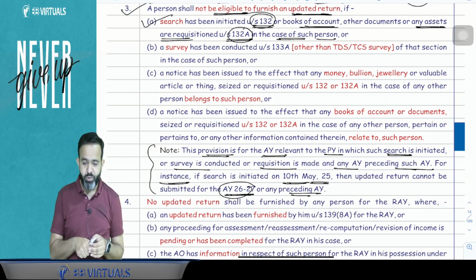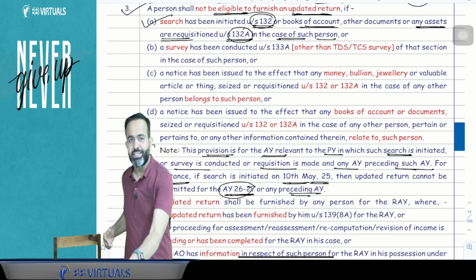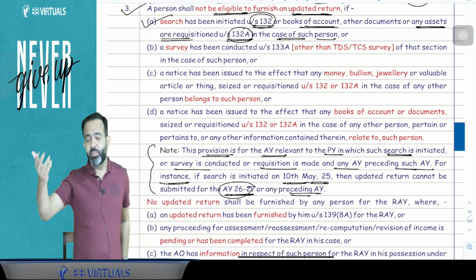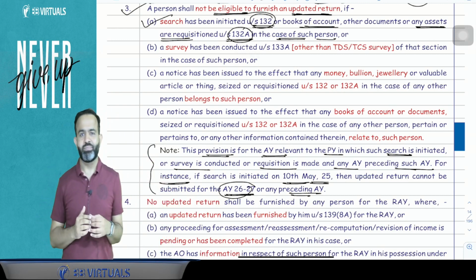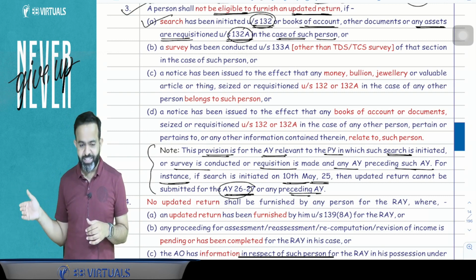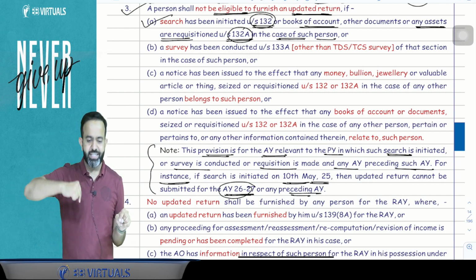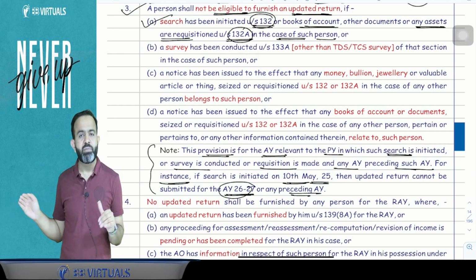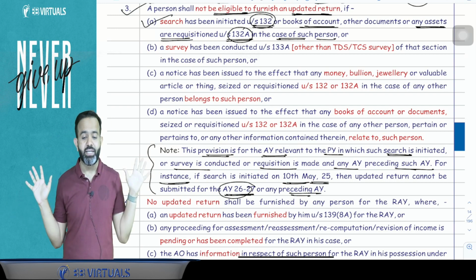Why? Because many times, suppose for an example, a raid is conducted in your case and the department gets some huge money, then you may file the updated return and declare that money in the last year. They say that no, suppose a raid is conducted in this previous year, then for this previous year as well as any earlier previous year, you cannot file the updated return.